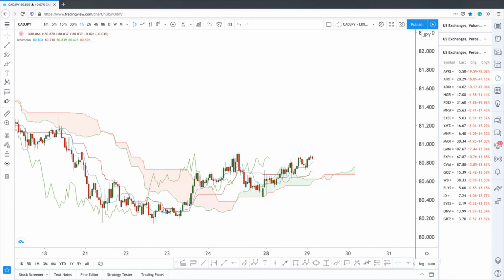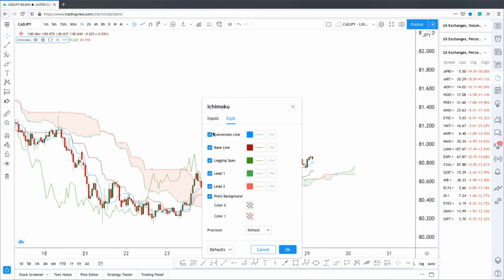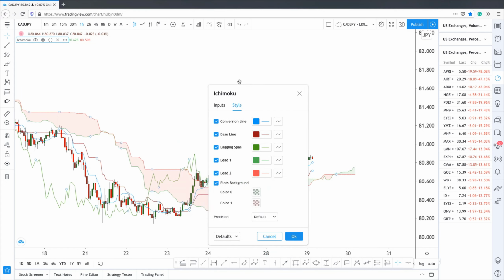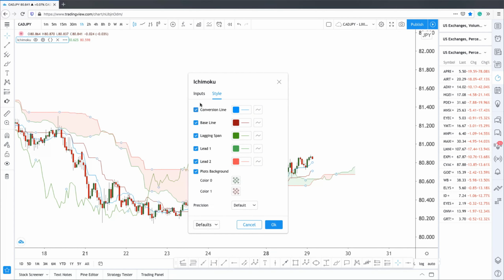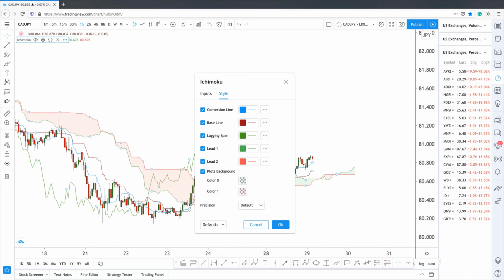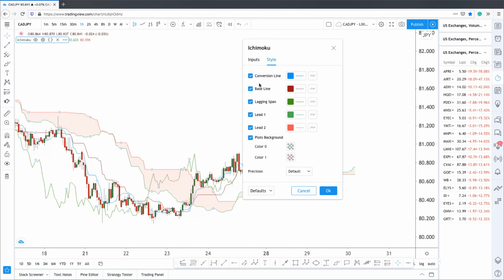Just now, we have 5 components that we covered. Let me change the color so that it's easier for us to see. This one is what we call the Tenkan-sen. It follows prices closely. So the blue line that we have is the Tenkan-sen because it's the one that follows prices most closely.